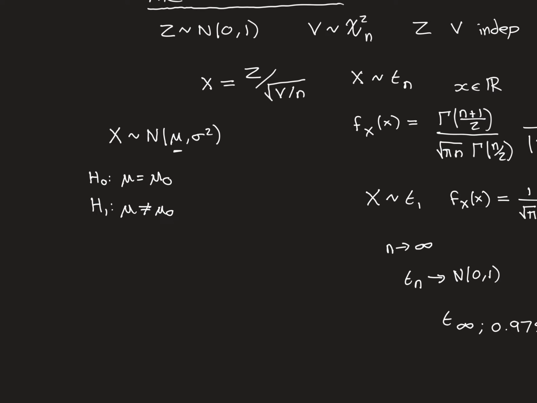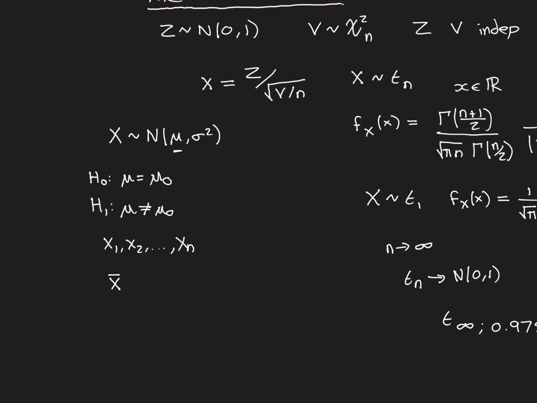And to decide which one is right, we are going to take a sample. So we're going to draw from our distribution here. So we'll have x1, x2, all the way up to xn. So we'll have n draws from our stochastic distribution. And then we're going to take the mean of these. So we'll take x bar.